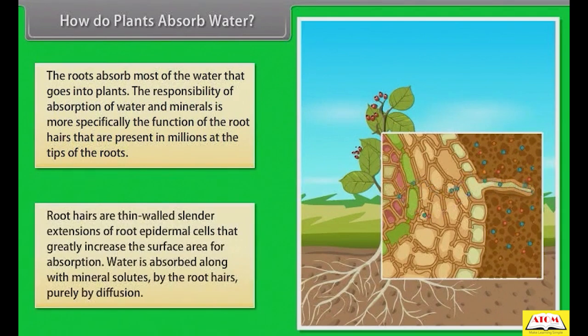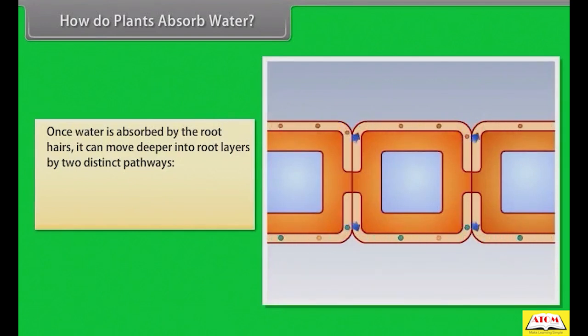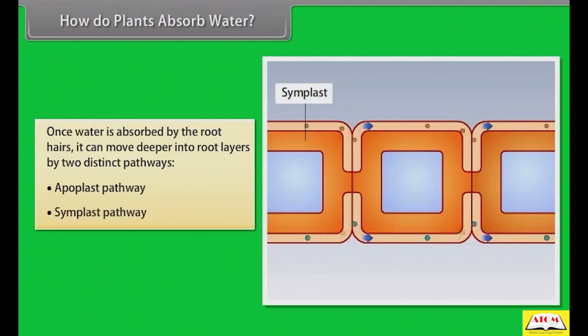Root hairs are thin-walled, slender extensions of root epidermal cells that greatly increase the surface area for absorption. Water is absorbed along with mineral solutes by the root hairs, purely by diffusion. Once water is absorbed by the root hairs, it can move deeper into root layers by two distinct pathways: the apoplast pathway and the symplast pathway. We will know them in detail in the next few screens.